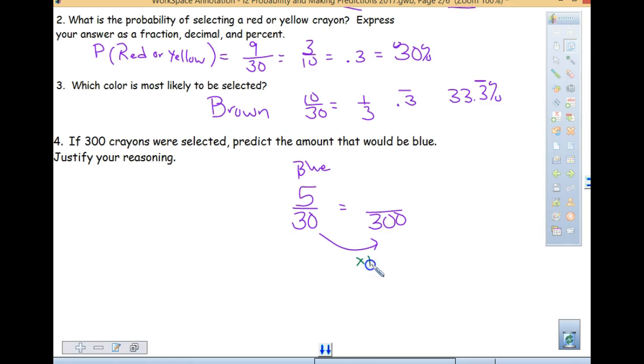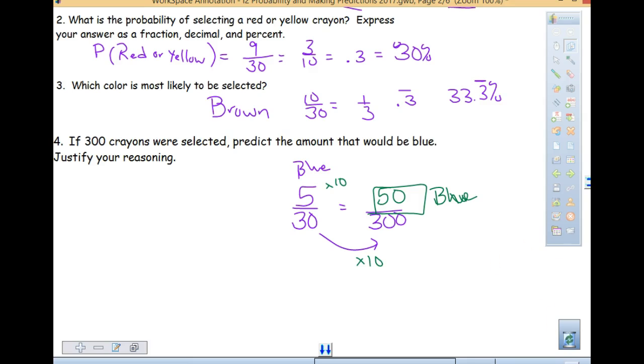Times 10. And so I'm going to take 5 times 10 and my probability would be, I would think that there should be 50 blue crayons in there, okay? And all you would have to do to justify your reasoning is showing me this work, right? You're just going to show me how you got that, okay? Now, when we set up proportions before, we also said we could have cross multiplied. Remember you were doing that earlier this year when Mr.